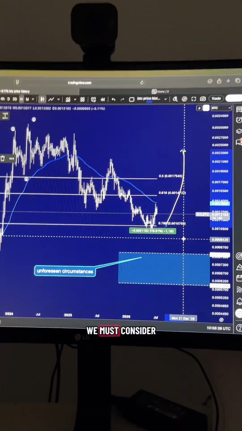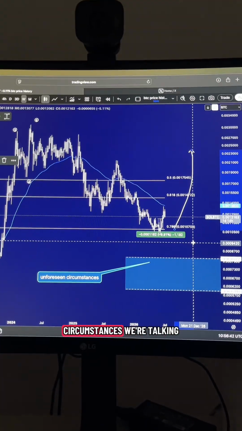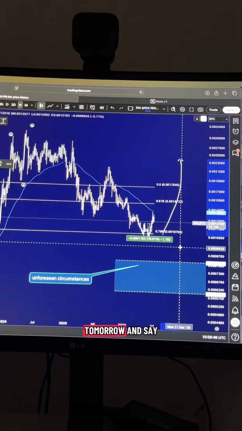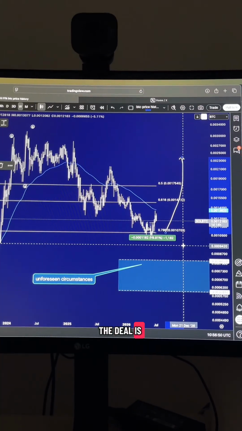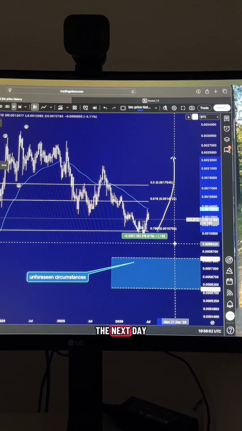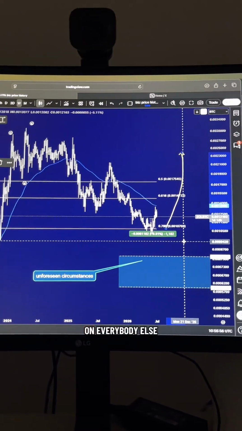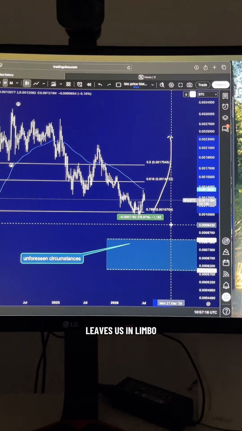However, we must consider unforeseen circumstances, and by unforeseen circumstances, we're talking about Trump's wars. He may just wake up tomorrow and say that the deal is cancelled, and then the next day the deal is back on the table, and then the next day the deal is finalized, and the day after that we hear that he's putting tariffs on everybody else. So it is really these uncertainties with Trump that leave us in limbo.